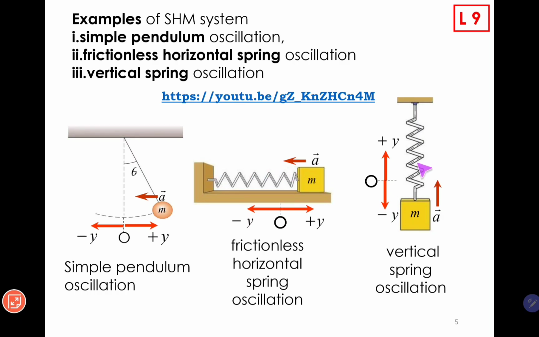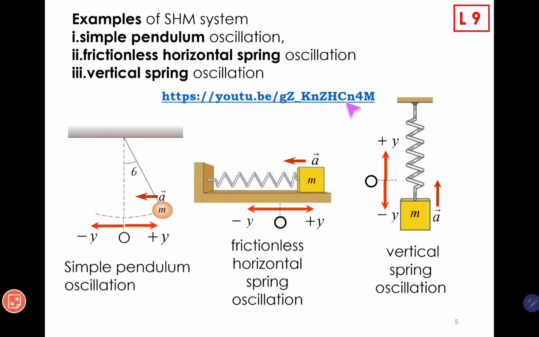Or vertical spring. This is our origin. By pulling downward here, what happens? It will turn back to its original position or equilibrium, and then compress a little bit. That is another amplitude. So it turns back to the equilibrium, and reaches another amplitude. This happens again and again. So this is the example of a simple harmonic motion system. You may refer to this video later. There are so many examples, and you can see it clearly.